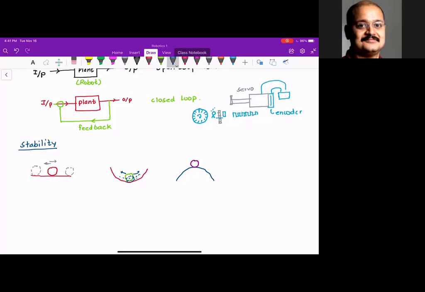What's going to happen here? If I nudge the ball here or here, recognize that this ball is going to go all the way over here and it's never going to come back. So these three things can be explained with the notion of stability. And the notion of stability is super duper important.